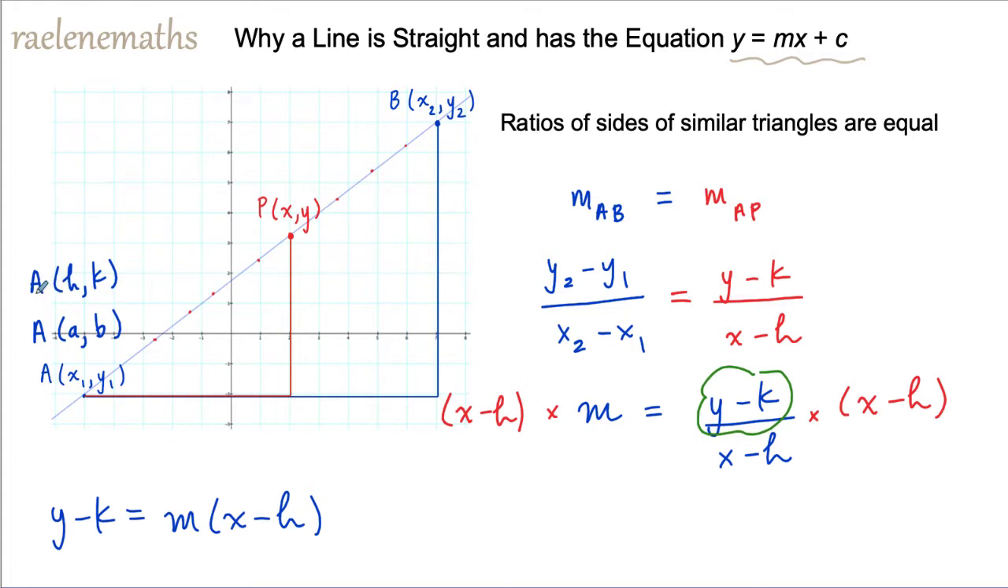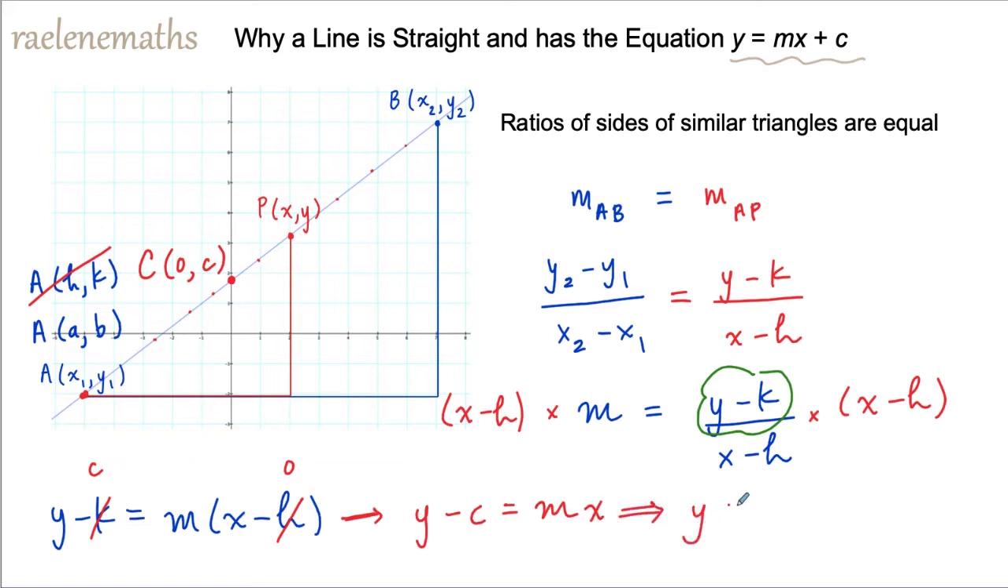If instead of having any old point A at h comma k lying anywhere on the line, we know specifically that the point is located on the y-axis, we could call that a point C. It has an x-coordinate of 0 and a y-coordinate which we might call little c for constant. Then, instead of substituting h comma k in as the known point on the line, we would replace h with 0 and we would replace k with c. This gives us the equation y minus c equals m times x minus 0, but x minus 0 is just x. Lastly, if we rearrange to isolate for y, we end up with the equation y equals mx plus c.